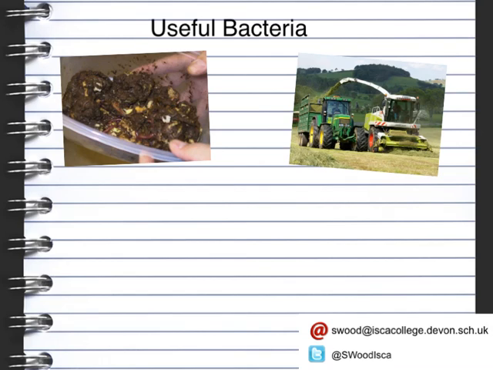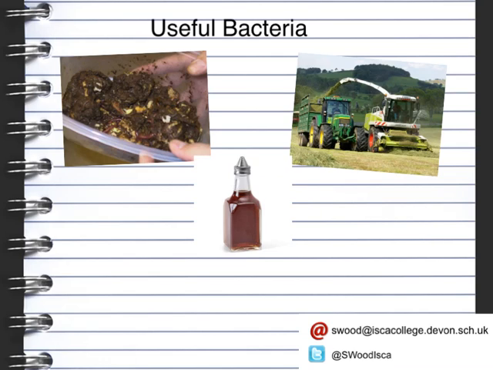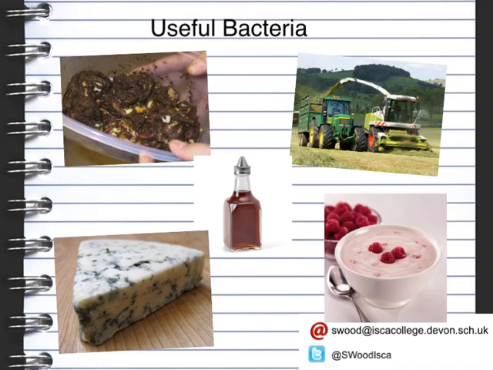The third, which is what we put on our chips but isn't salt, is vinegar, which is produced from alcohol. Now the last two are probably the ones that you are aware of that come from bacteria, and that is cheese and yogurt. And they're made from bacteria as well.